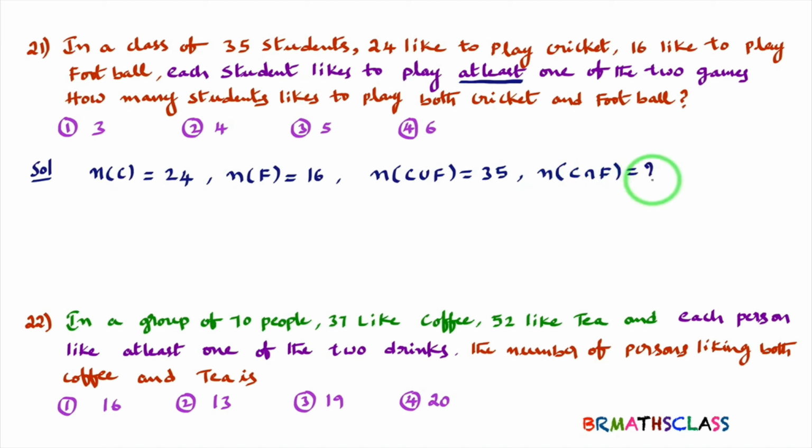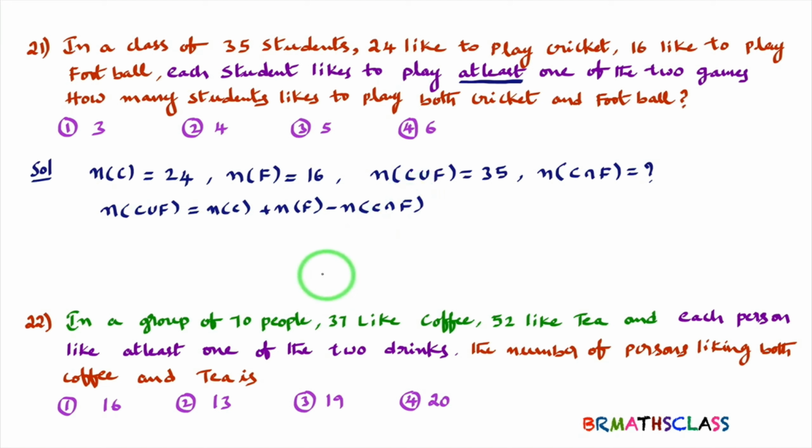We need to calculate. See, we learned this formula in synopsis. n(C union F). What is n(C union F)? That is n(C) plus n(F) minus n(C intersection F). This is the formula we learned. Now I'll substitute all the information. n(C union F) is what? That is 35. n(C) is what? 24, plus n(F) is what? 16, minus n(C intersection F).